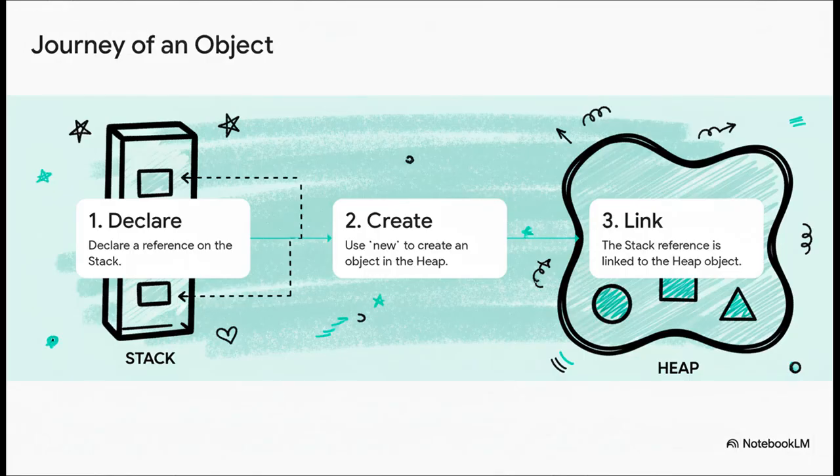So let's just recap that journey real quick. Step 1, you declare a reference, which creates a small empty placeholder on the stack. Step 2, you use the new keyword, which builds the real object in the massive heap. And step 3, the address of the object in the heap is given to the reference on the stack, linking them together. That's it. That's the heart of how objects work in Java.